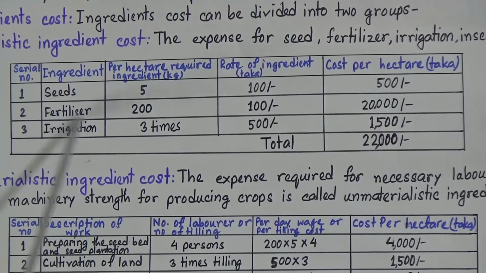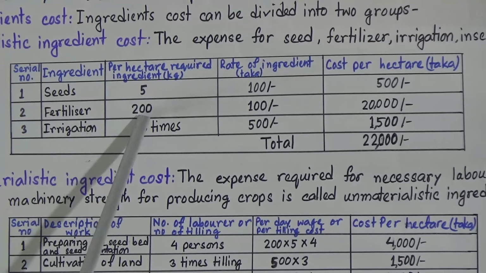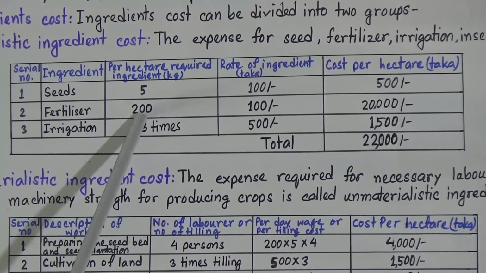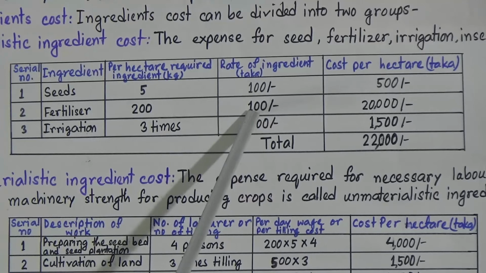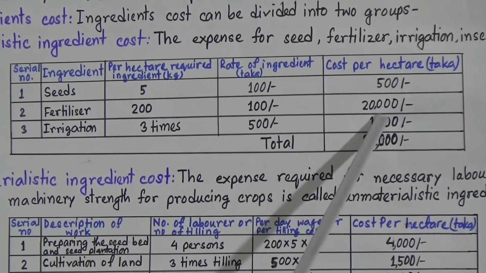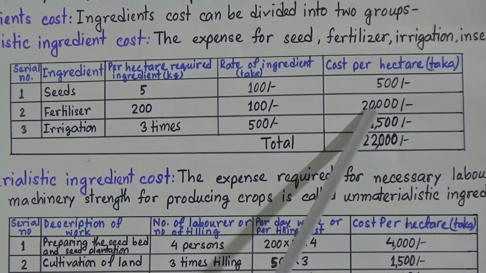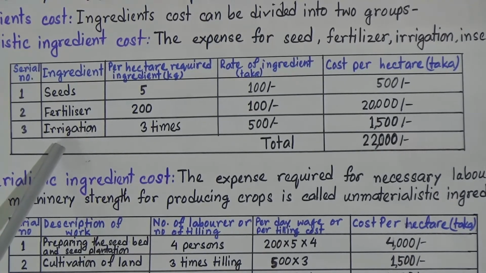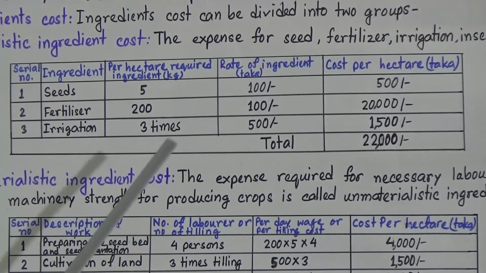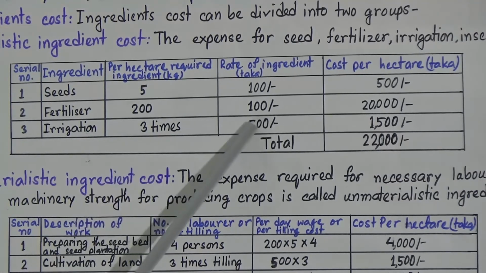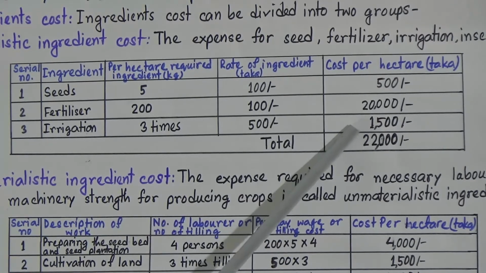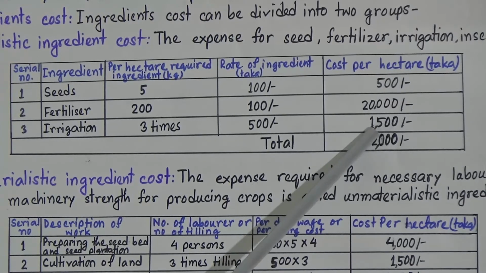Now the second one is fertilizer. We need 200 kg fertilizer per hectare, and per kg is 100 taka. So in total there will be 20,000 taka. If you want to give irrigation in your field 3 times, per irrigation cost 500. So 3 irrigations will cost 1,500 taka.